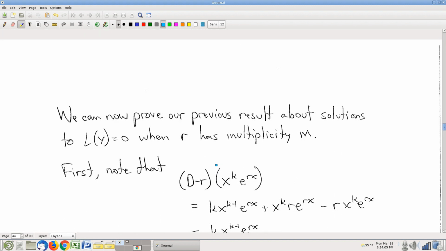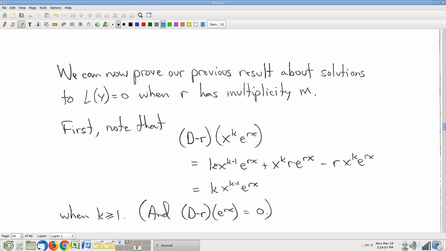Here's a couple more things that we can do with this brand new algebra that we have. Again, the purpose of this algebra that we've developed is to be able to prove theorems that previously we did not have the tools to be able to prove. There being two big ones we'll get to very soon. But first, a quick observation. Let's look at this thing, D minus r.